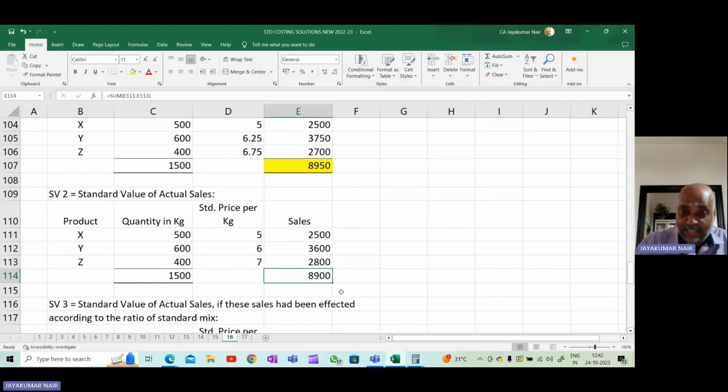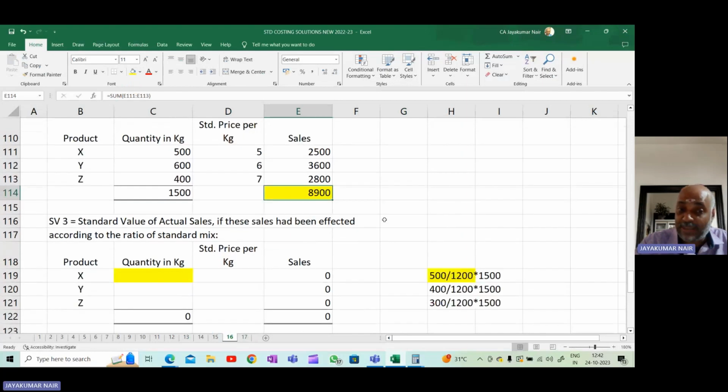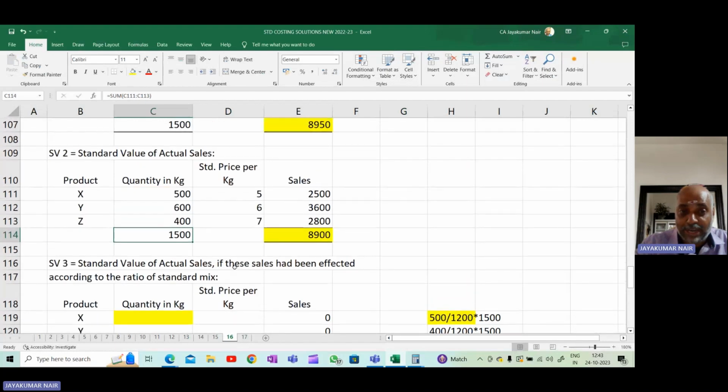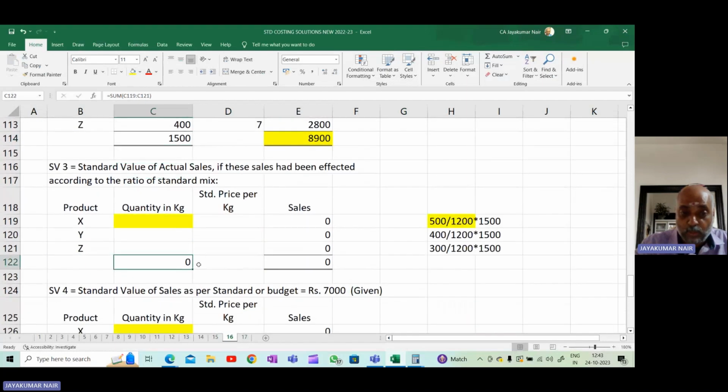Standard value of actual sales is 8,900. Now SV3, standard value of actual sales, if these sales had been effected according to the ratio of standard mix. So what is the standard mix? You know what is your input? Your total sales in quantity is 1,500.